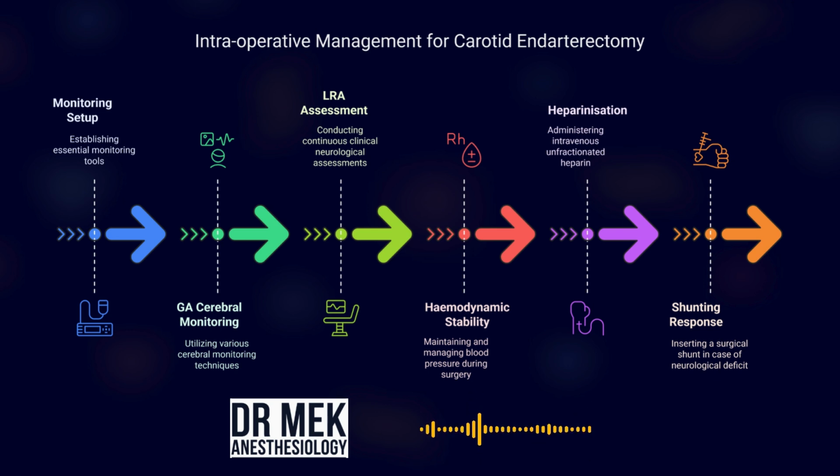And what about the patient's overall health? That's important too. Patients with significant comorbidities, like heart disease or lung disease, might be at higher risk for complications from shunting. So it's a balancing act. It is. We weigh the potential benefits of the shunt against the potential risks for each individual patient.